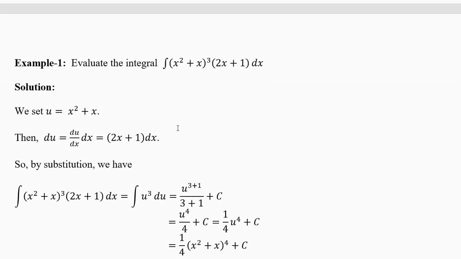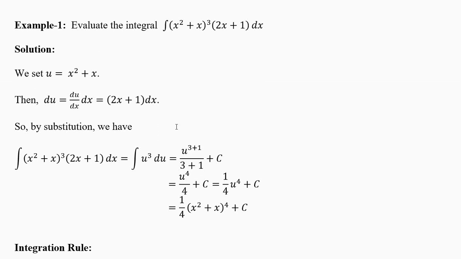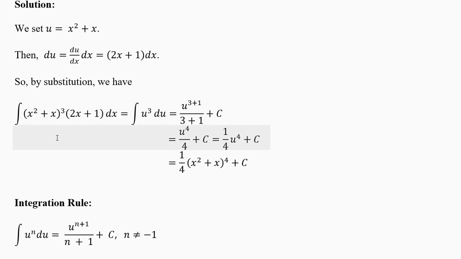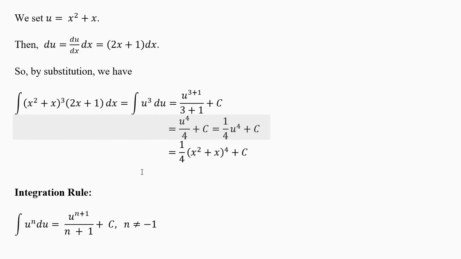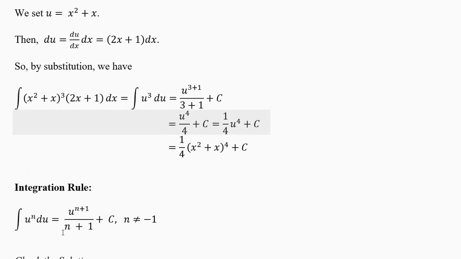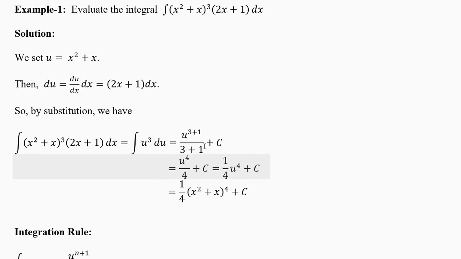Now let's look at the examples. Example 1. Evaluate the integral of (x square plus x) whole power 3 into bracket 2x plus 1. Now put u equal to x square plus x. Derivative of u is 2x plus 1. So now you can carry out the integration. It is u power 3 du. Now what's the rule of integration? It is u power n plus 1 divided by n plus 1. N equal to 3. You'll get u power 4 over 4, which we can write as 1 over 4 u power 4 plus c.